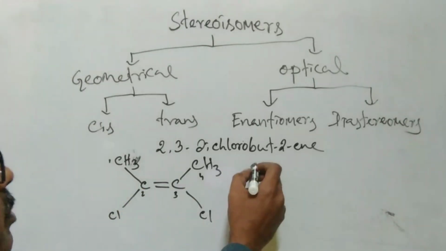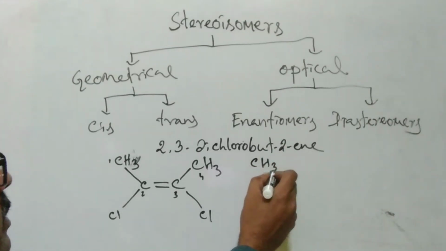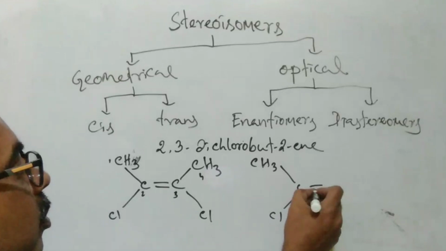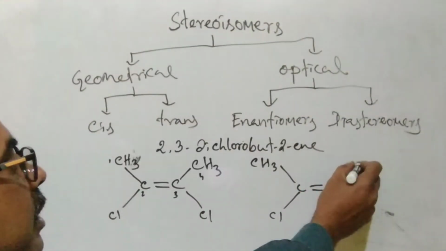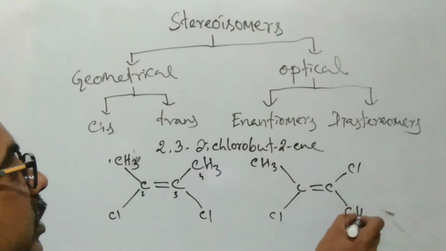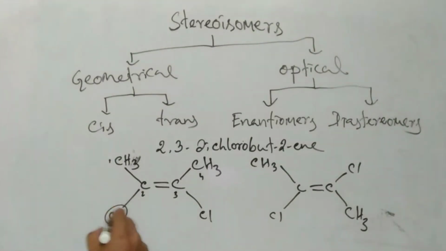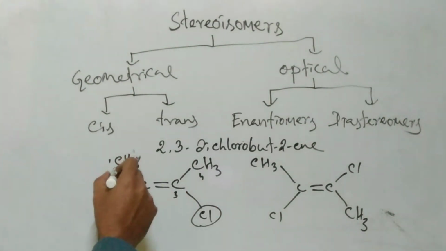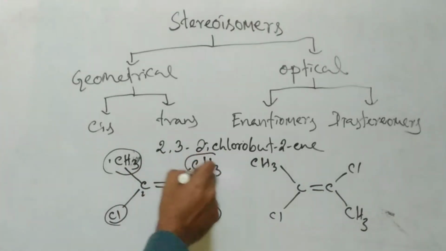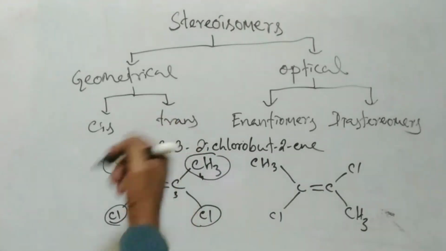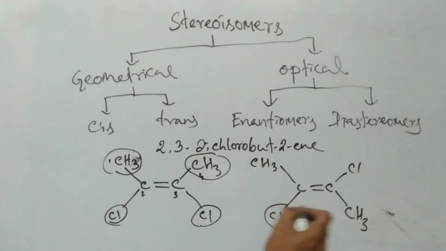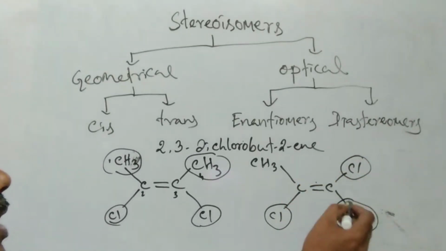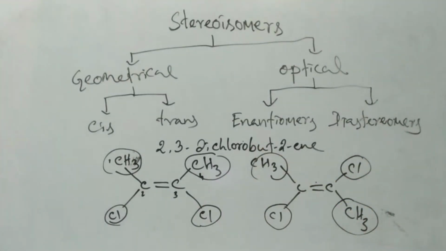Again, the molecule can also be represented like this: Cl double bond Cl CH3. So here the same group are on the same side of the double bond. Okay, CH3, these are also the same group in the same side of the double bond, and here the same groups are in opposite sides of this double bond.